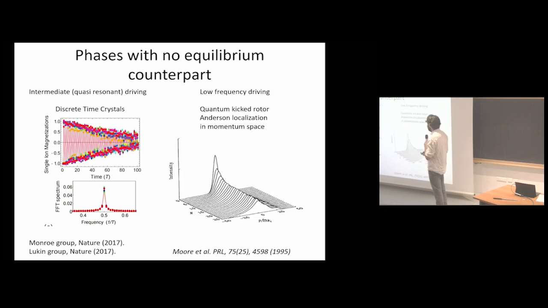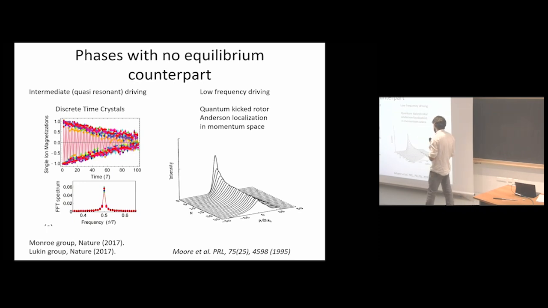Sorry about that. I want to talk about now low frequency driving. So you're driving, but you're driving at a very slow frequency. Or you can think of kicking, right? Really, you kick now, and then you wait a long time, kick again, and so on. In this scenario, you talk about what's called the quantum kicked rotor. And this can be described from the point of view of Anderson localization, but now in momentum space.